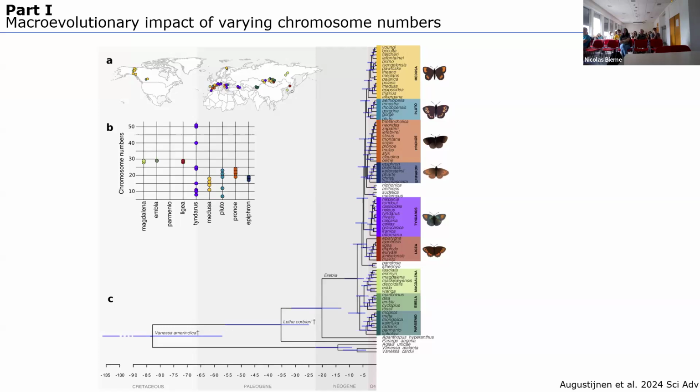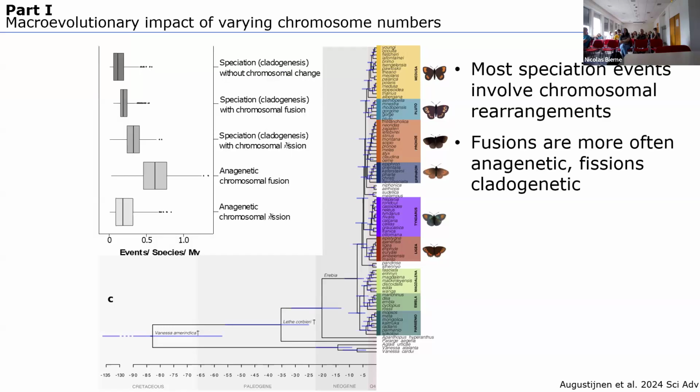If that isn't exciting enough, and hopefully this will excite you, this is the outcome of ChromoSSE. We can basically see the contribution to the rates of speciation for anagenesis and cladogenesis linked to fusions and fissions, respectively, and also without chromosomal change at all. So we see the rate of speciation is higher when chromosomal rearrangements are involved. And indeed, most speciation events actually involve chromosomal rearrangements.